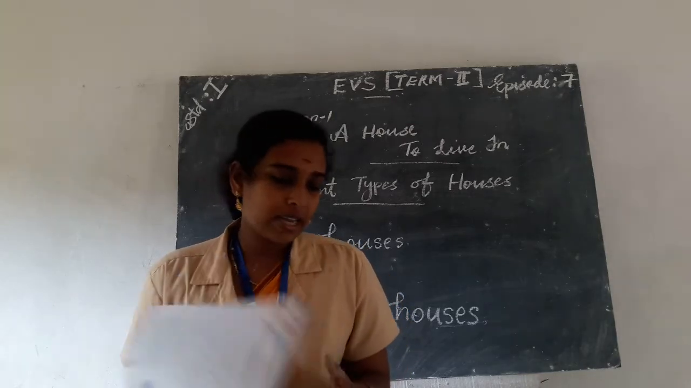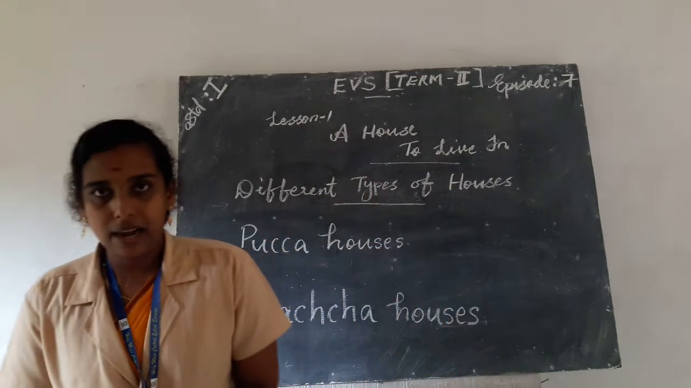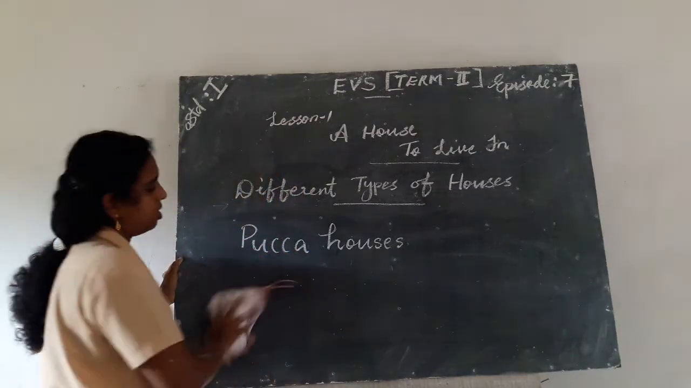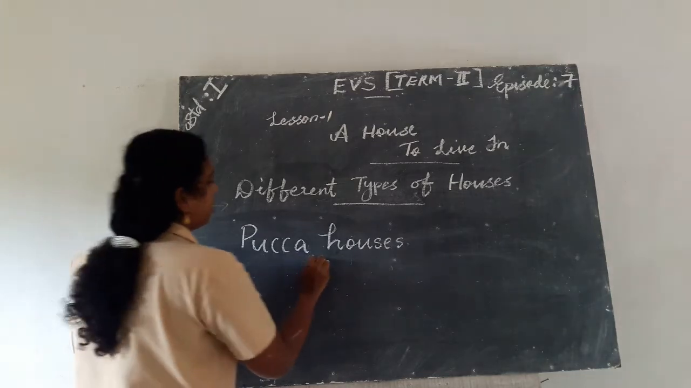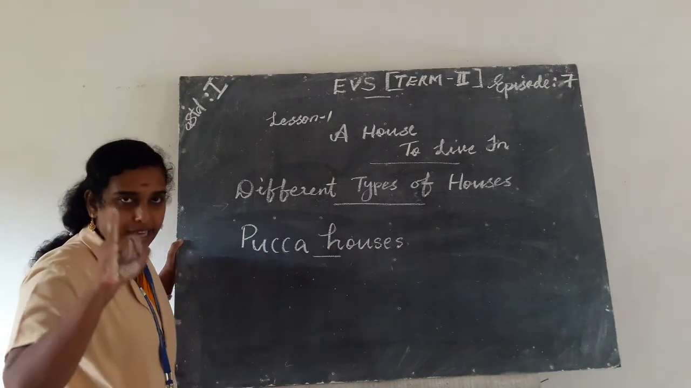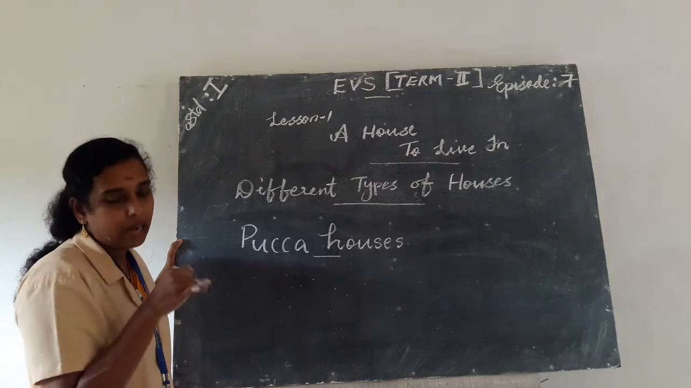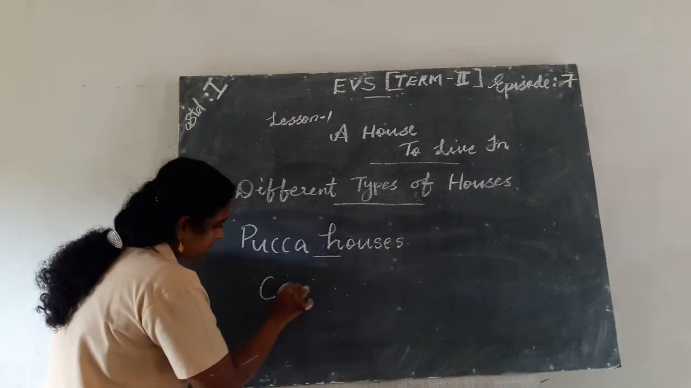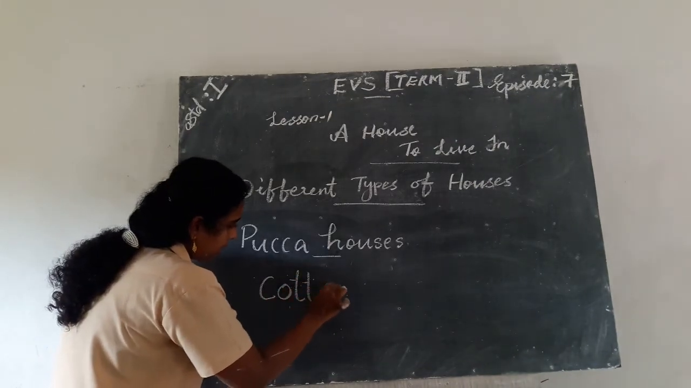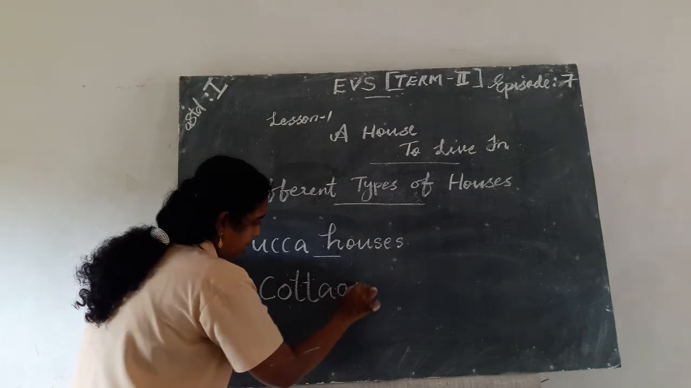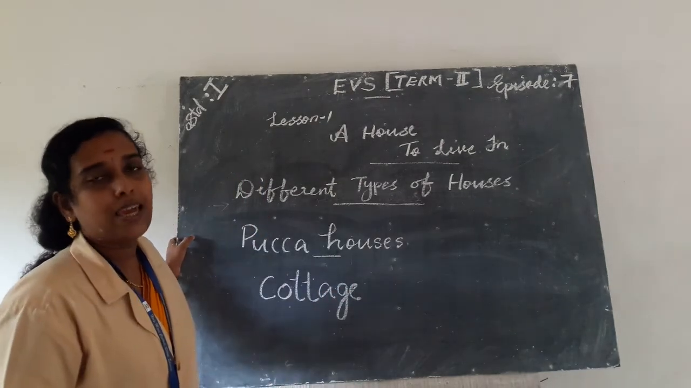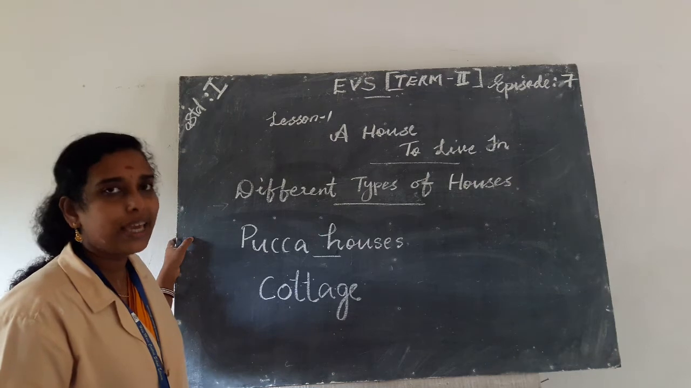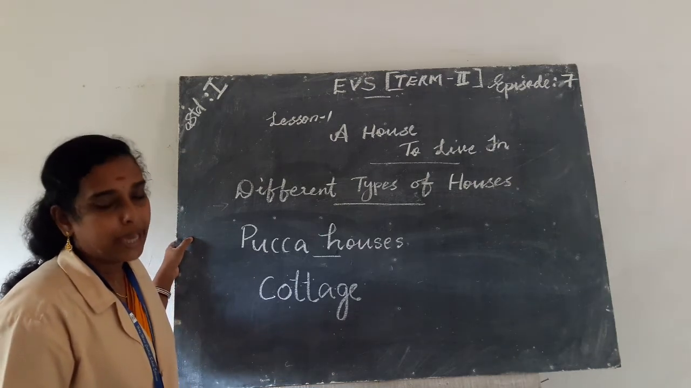So next we look at the spelling of cottage, bungalow and apartments. First one, pakka houses. Tell the pakka houses: cottages, apartments and bungalow. Okay, cottage. First one, cottage. C-O-T-T-A-G-E. Cottage. And the next one, bungalow.